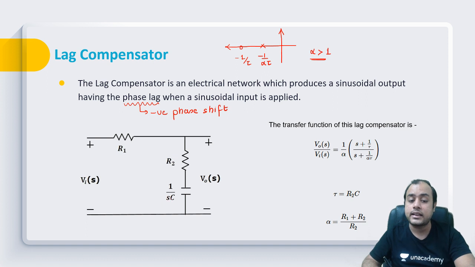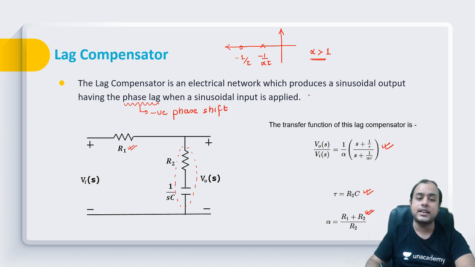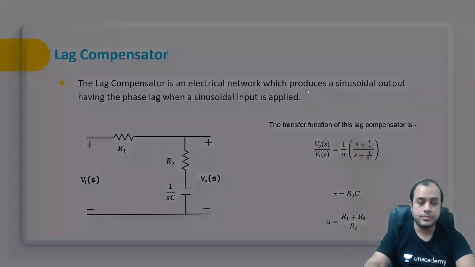Now this is the electrical network realization of a lag compensator, where across the output we have a series combination of R and C, and there is a resistance at the input. If you find V0 by Vi, very simply it will be of this form, where tau is R2C and alpha is (R1 plus R2) over R2. And as I told, alpha is greater than 1.